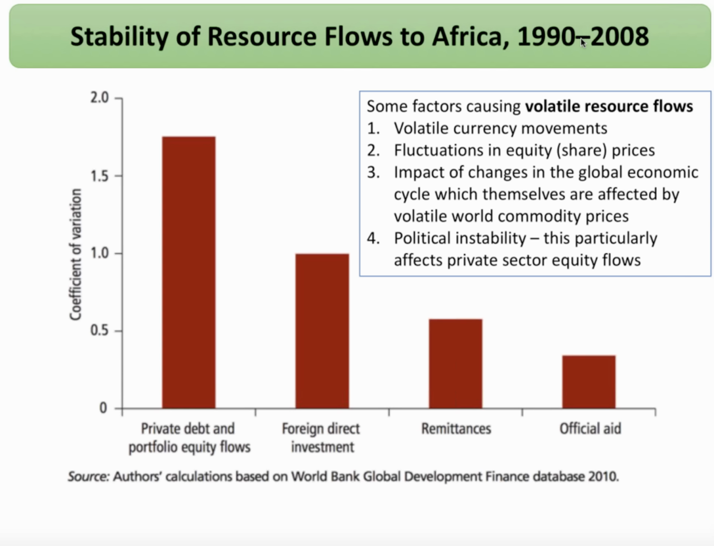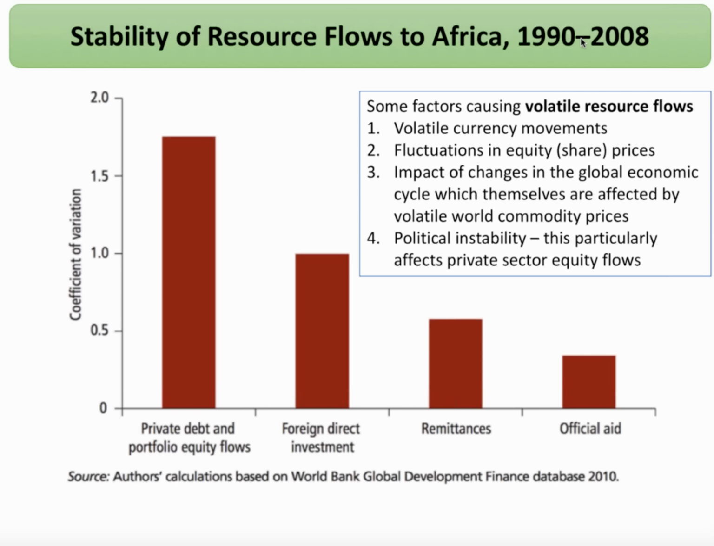One of the aspects of figure 4.1, which I think is significant for you in your revision, is the volatility of resource flows. So the extract says that remittance flows are the most stable resource flow to developing countries. That's incorrect. Aid is actually more stable, as this coefficient of variation from the World Bank suggests. And you'd expect that because, for example, the UK government is committed to funding aid of 0.7% of our GNI, even if we're in a recession.